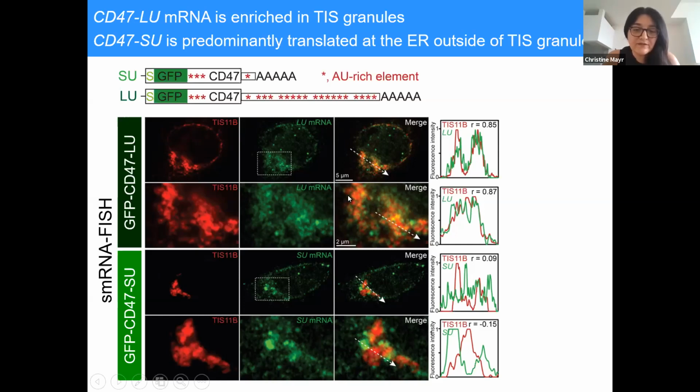And when we zoom in, you can see it even better. And to basically be able to do quantification, we made these line diagrams where you see very nice co-localization and a very high correlation coefficient.